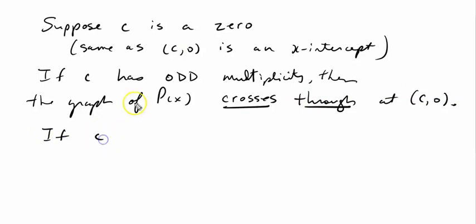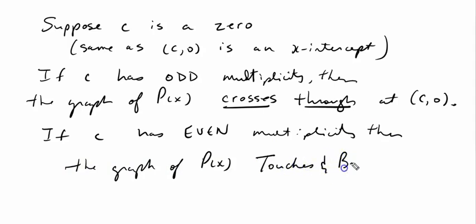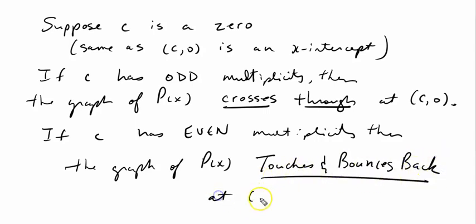If your 0 c has even multiplicity, then the graph of p of x will touch and bounce back. So it touches and bounces back or turns back at the point c comma 0. Okay.